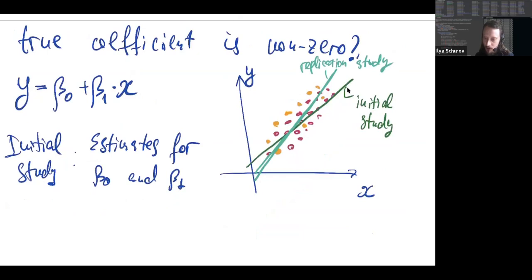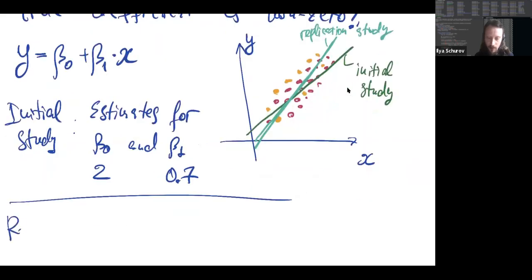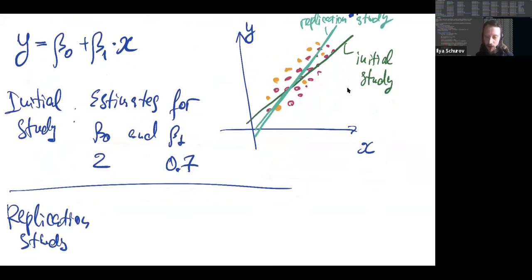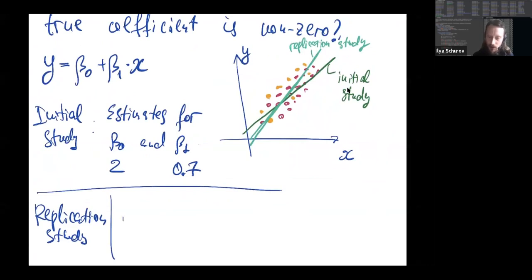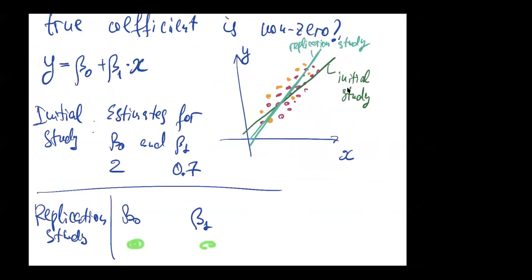For example, I get estimate for beta naught to be equal to 2 and estimate for beta 1 to be equal to 0.7. And in the replication study, okay, can you say what are estimates for beta naught and beta 1 in the replication study? Which number would you like to put here and here?